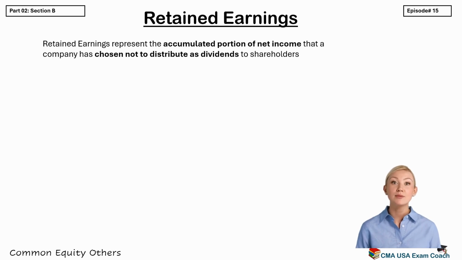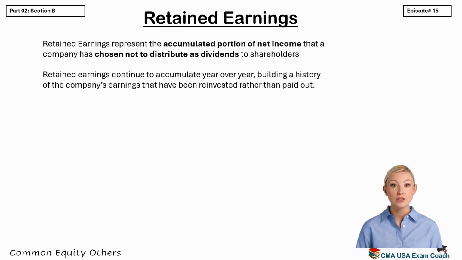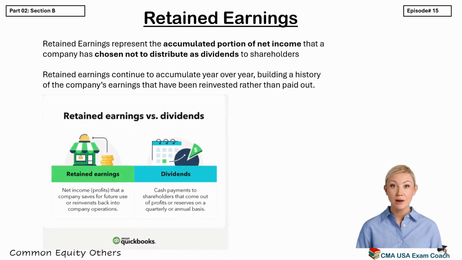Each year, when a company prepares its income statement, the final figure at the bottom, net income or net loss, flows into retained earnings at the end of the financial year. This happens through a closing journal entry that transfers the net profit or loss from the income summary to the retained earnings account in the equity section of the balance sheet.